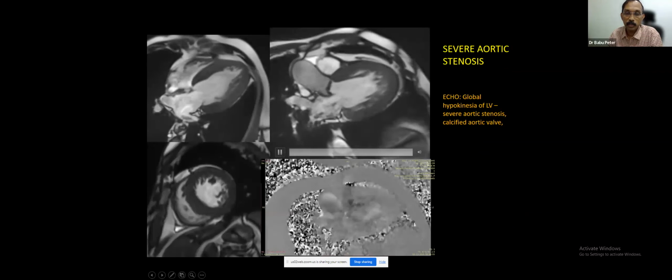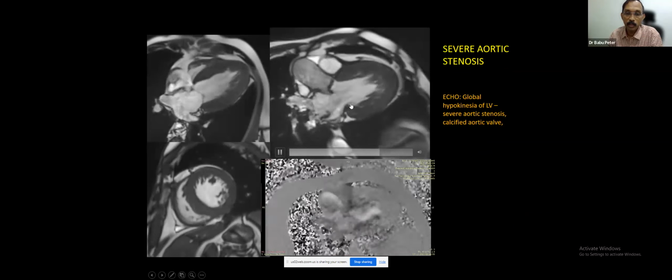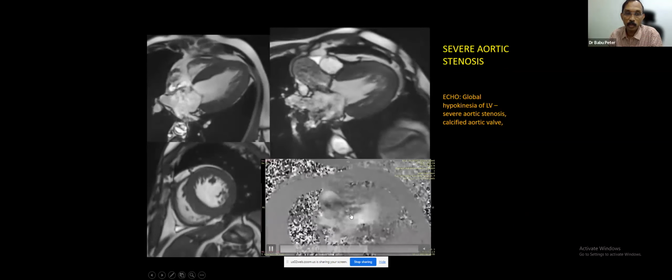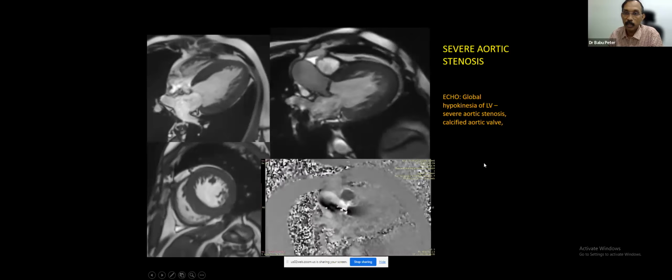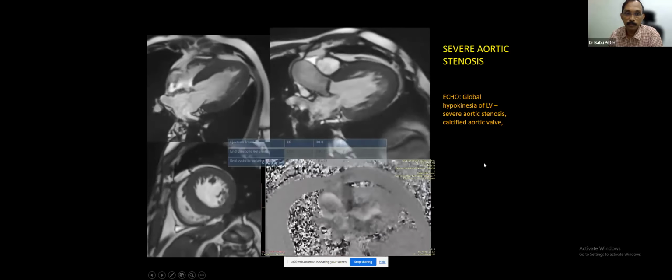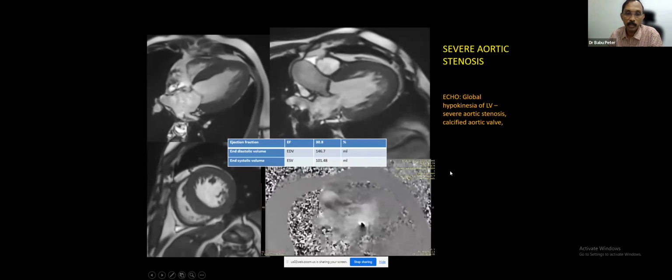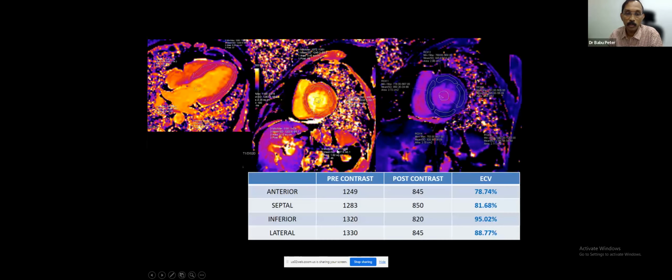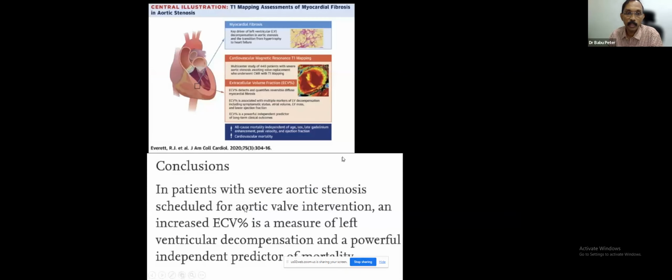So this was another patient who had severe aortic stenosis, and you can see the signal drop in the phase contrast flow velocity imaging, and echo revealed a severe aortic stenosis with calcified aortic valve. The ejection fraction was around 30%, and the parametric mapping was done, and you can see the T1 values were not significantly increased, and comparatively the ECV fraction was significantly increased in this patient with aortic stenosis. And this is quite significant, and various articles have been published, and it has been found in patients with severe aortic stenosis who have been scheduled for aortic valve intervention.